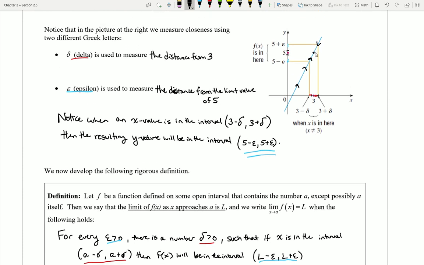Now, this is a rather confusing definition, and it does take some time to get used to, but we'll try to rewrite it and simplify it and do a bunch of different examples in the videos to come.